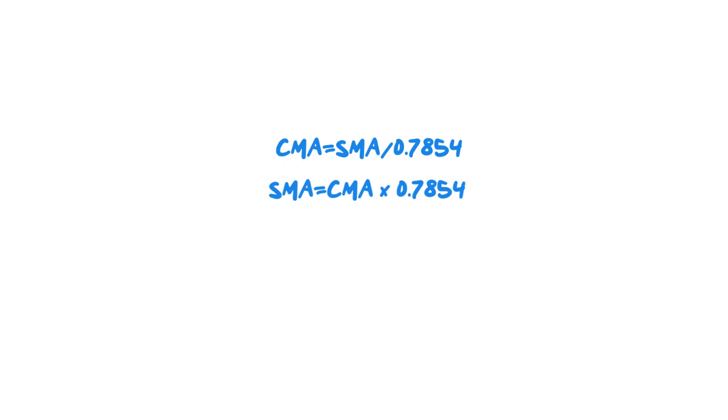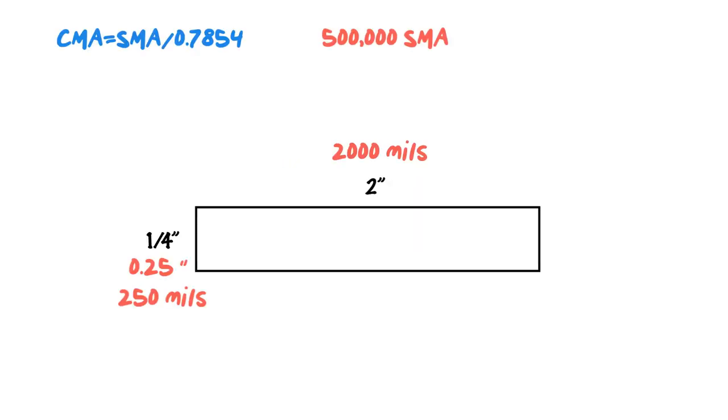So looking back at our example here, we're going to take our SMA, which is 500,000 SMA, and divide it by 0.7854. And that gives us a CMA of 636,618.3 CMA. And that would be the CMA equivalent of this SMA.